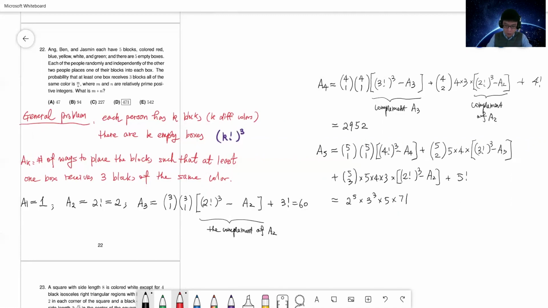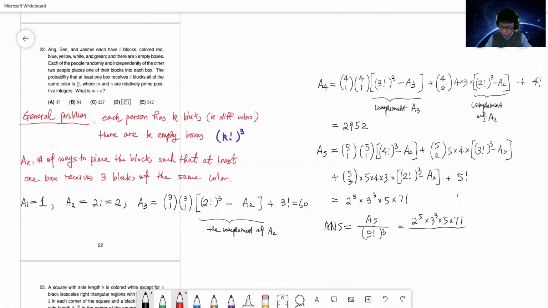And the probability in this problem is basically a phi divided by 5 factorial cube. Totally, we have 5 factorial cube ways to place these blocks. And a phi means the number of ways to have at least one box with same color blocks. This can be simplified to 2/5 times 3 cubed times 5 times 71.